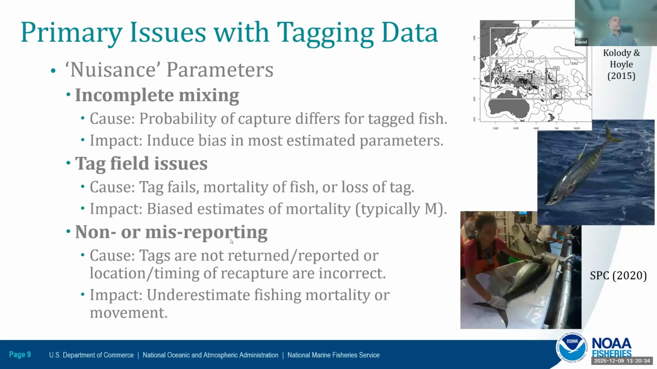And then moving to these nuisance parameters, obviously the incomplete mixing is one of the bigger issues. The problem there is just that the probability of capture differs, and it can induce bias in all your estimated parameters. The tag fate issues, so your tag fails, you get mortality of fish, loss of tag, all those things can bias your estimates of mortality, specifically M, natural mortality. And then your non or misreporting, obviously that's problematic and it leads to underestimates of fishing mortality and or potentially movement.